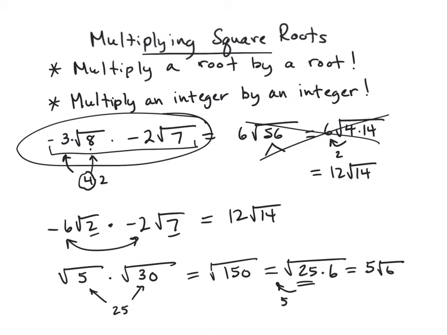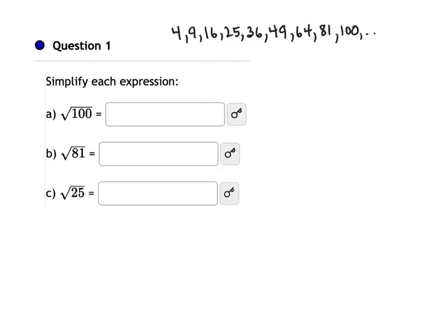The remainder of this video is questions from your assignment. Question 1. The first thing you want to do is check to see if your square root is a perfect square. Is it a number that's on this list? Because if it is, I get a whole number answer. The square root of 100 is what number times itself is 100? That would be 10. The square root of 81 is what number times itself makes 81? That would be 9. And the square root of 25 is 5.